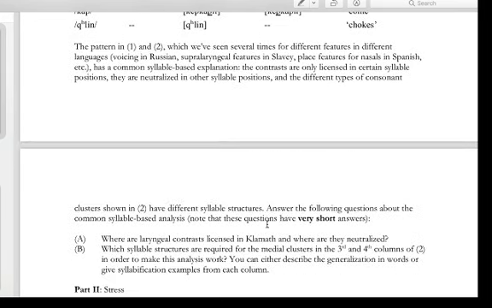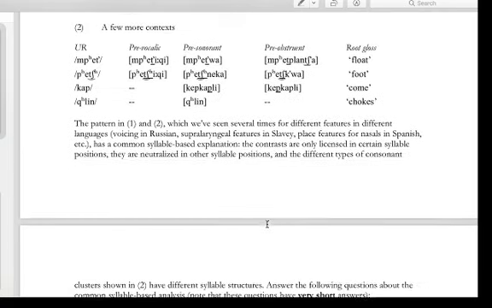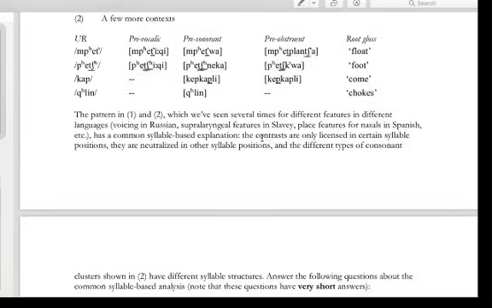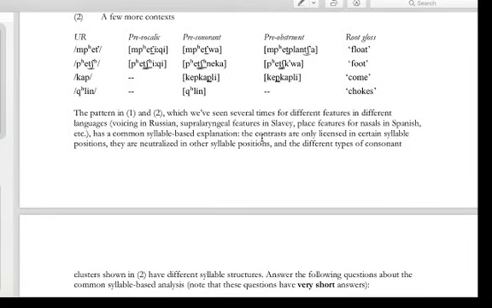In the different types of consonant clusters shown in 2 here, these differ from one another because they have different syllable structures. Right? This was one of the most attractive properties of our syllable theory, that it allowed us to group together the right contexts here and separate them from one another in phonological rules.